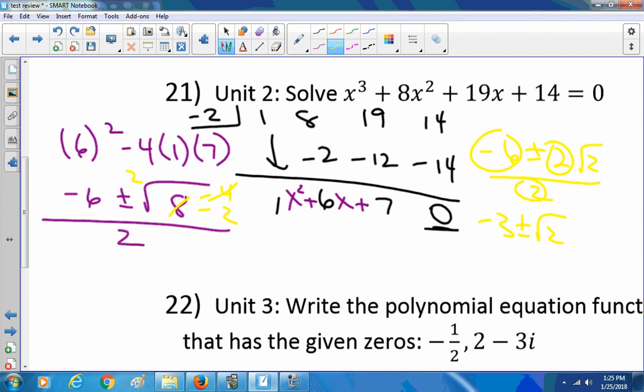Now I keep getting some of you putting that as your answer on your answer sheet. That's good. You did the problem right. You didn't write all the answers. You have to include the -2 you got from the graph originally.